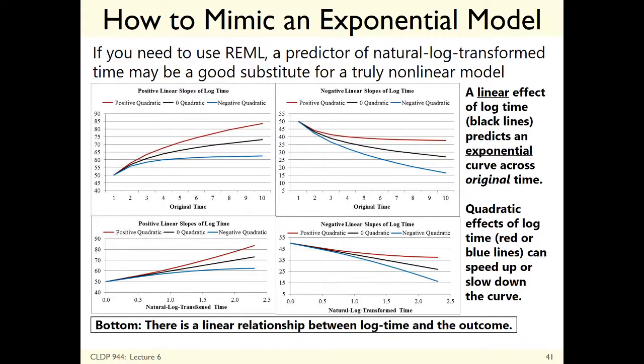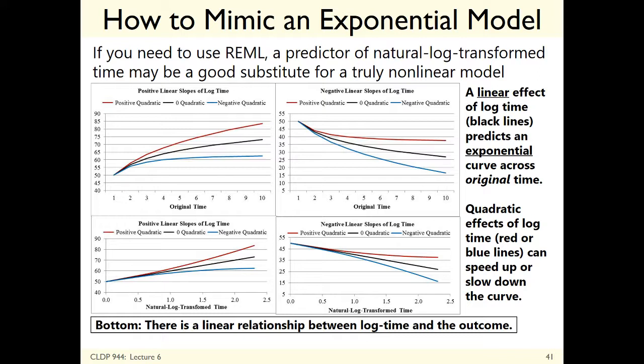Log time. Slide 41. Here's an example of if you take your time variable, your linear slope that we started out with like 2 weeks ago, natural log transform it. In SAS, it's log. In Excel, it's ln. The black line in each of these pictures is what you get if you put in a linear slope for that log transformed variable.